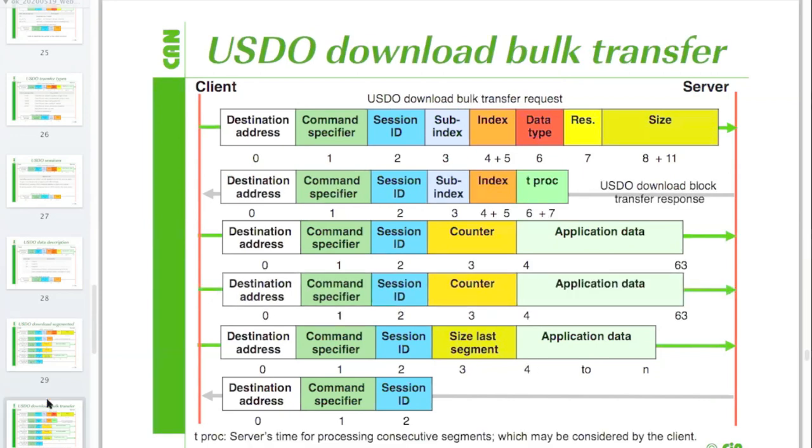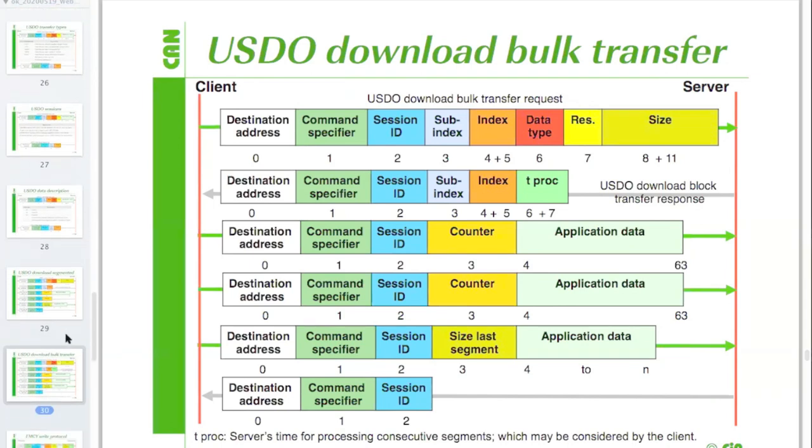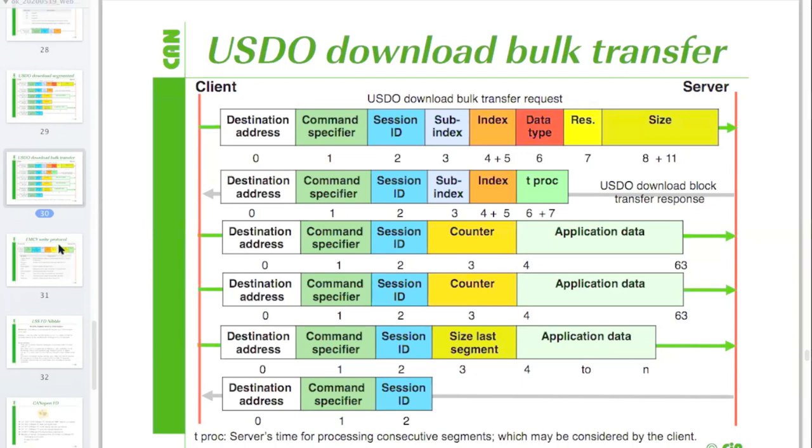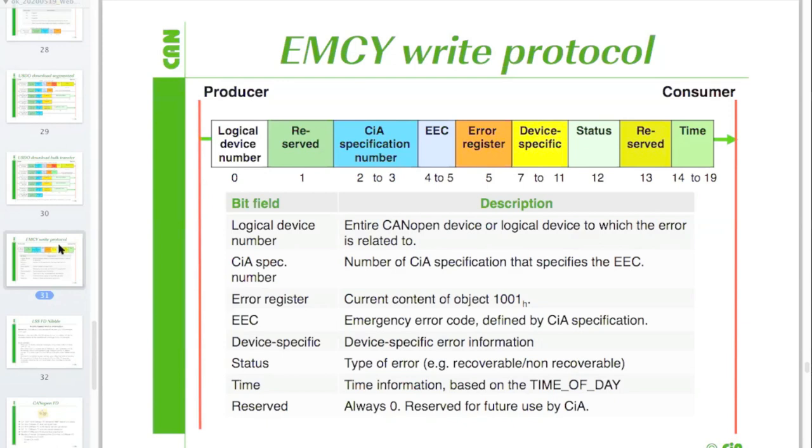If it is too much for you, you could always use the bulk transfer. This is the same for a very large amount of data, but there is no message overhead. You just transmit all the data as one big block containing plenty of segments, and finally you get the confirmation from the server: I've got this data and verified the checksum, everything's working perfectly. This is an alternative means. It is only needed if your data is larger than 56 bytes, then you can use these transfers. So much about the USDO features we have.